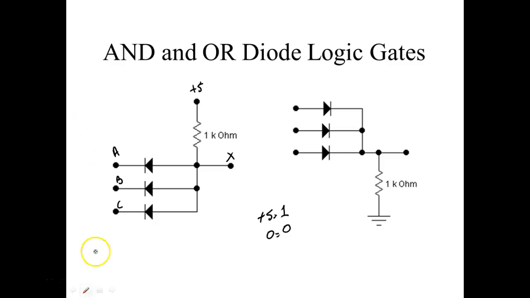So let's say we start off with, we're going to set up a table. So I'm going to come down here and say A, B, C. I'm going to put these on the left because that's where my inputs are at. And then over here I'm going to put what's going to be on the output. So instead of writing 5 volts, well, let's do it that way first.